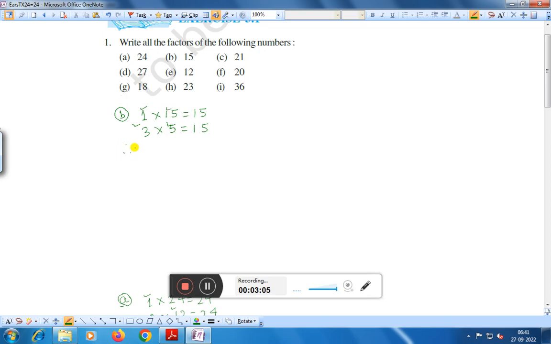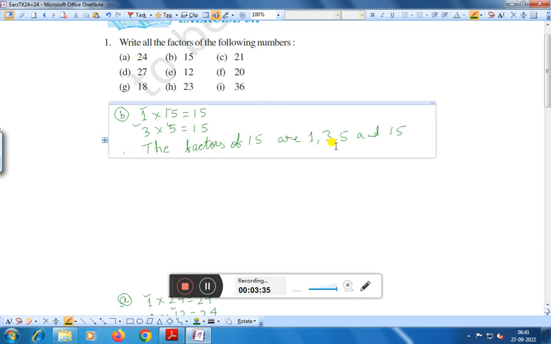Therefore, the factors of 15 are 1, 3, 5 and 15, right? Now we'll do the next question. It is question number C.